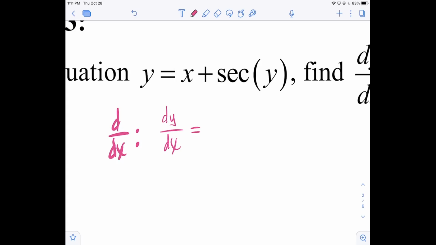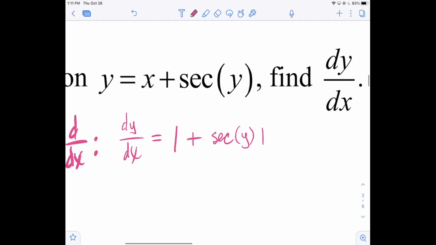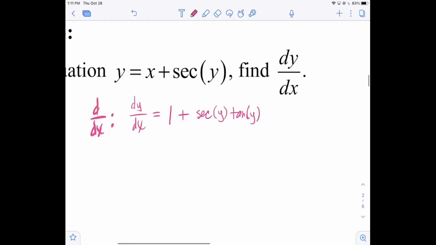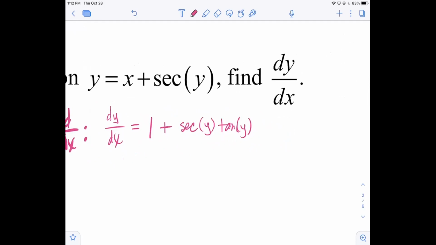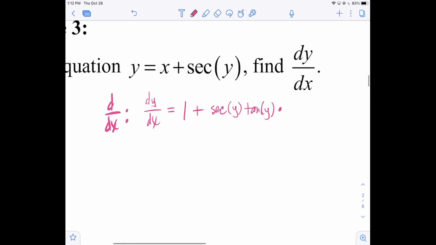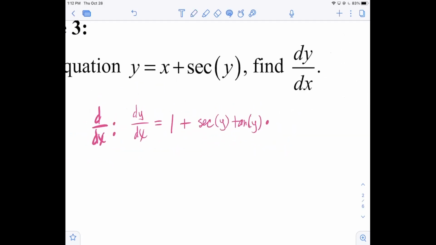Plus secant of blob. What is the derivative of secant of blob? You had it on the warm-up, right? Secant of blob tangent of blob. Now, we can pretend that we don't even know what the blob is on the inside. But now we go inside and, oh, look, there's a y. So chain rule: times the derivative of the inside. Well, that's a y. What is the derivative of y with respect to x? dy dx. Yep. It's the chain rule.